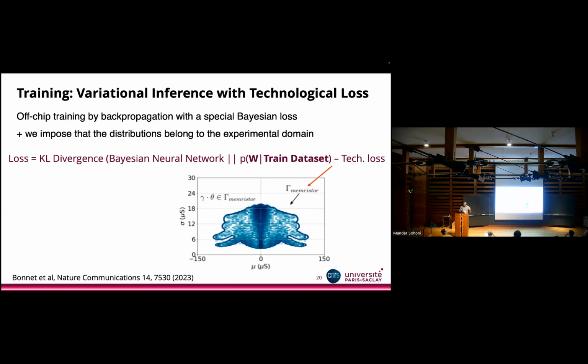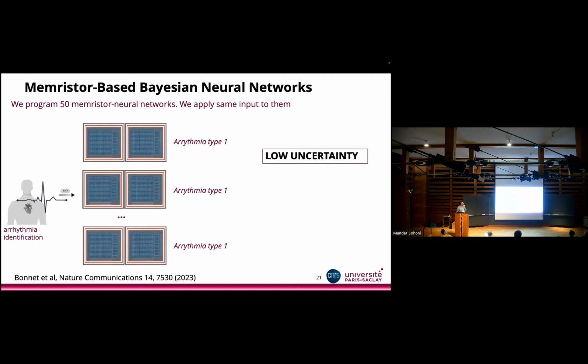And then when we train the neural network, training is done off chip on the computer. We use a standard technique in Bayesian neural networks, which is to minimize the divergence between the neural network and the actual probability that we want of the weights given the training data set. And when we do that, we add an additional term to force the mean value and standard deviation of the synapses to belong in this regime of what is actually possible. And when we do that, it actually worked well.